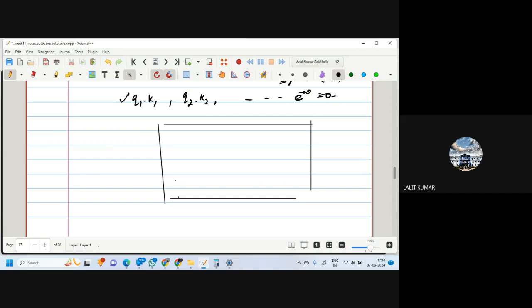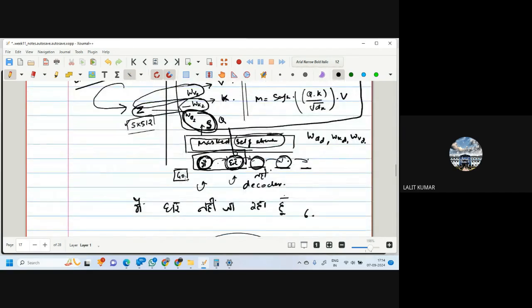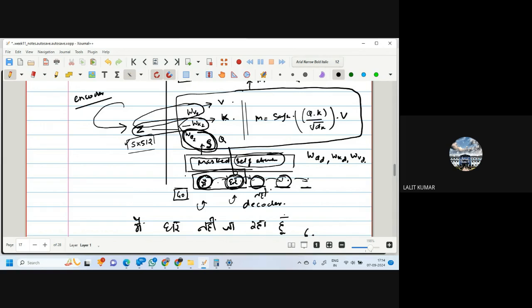This is step 1, 2, 3, 4, 5, 6. Here I will use only Q1, K1. The rest I set to minus infinity. Here I will use Q1, K1, Q2, K2, rest all minus infinity. Okay. Q1, K1, Q2, K2, Q3, K3, rest all minus infinity. So gradually I keep on going. And the output of this multiplication which is there.